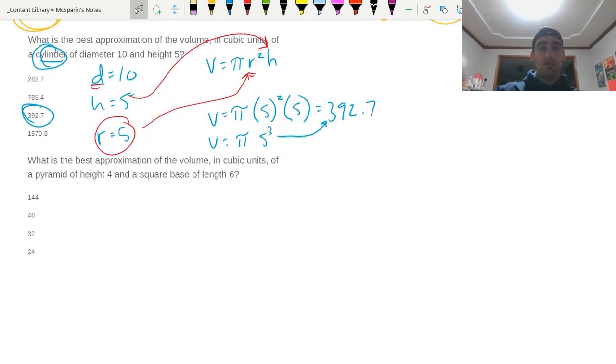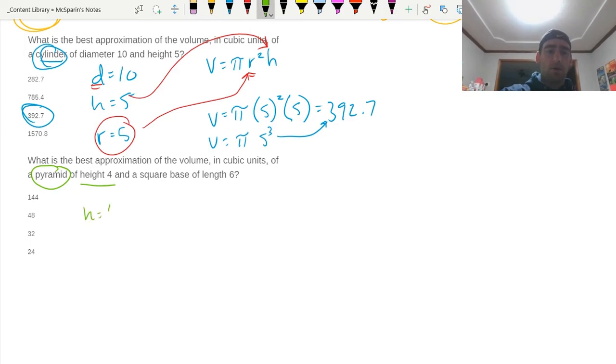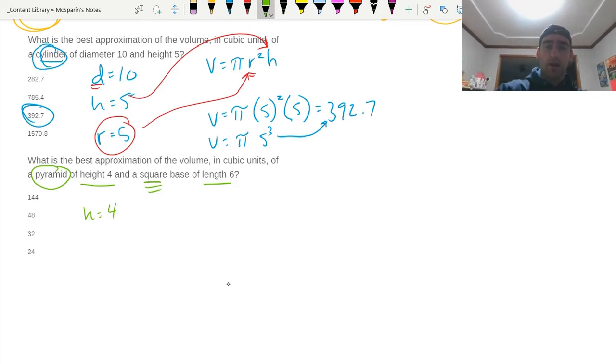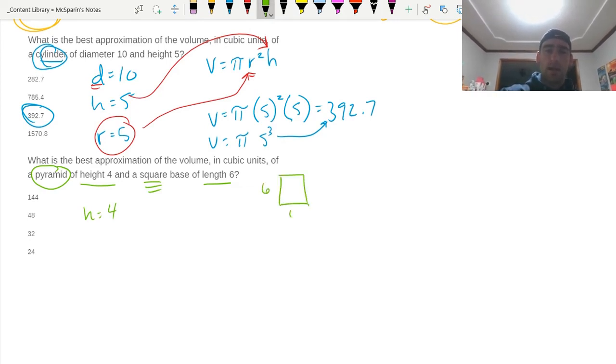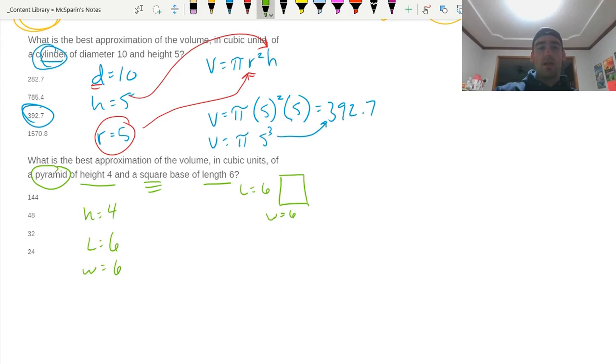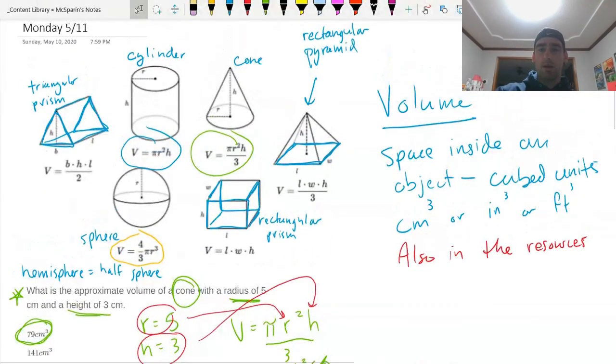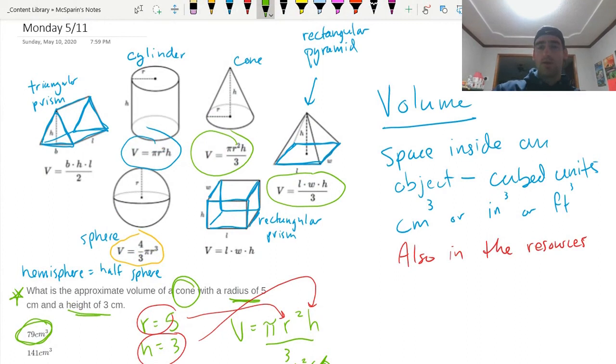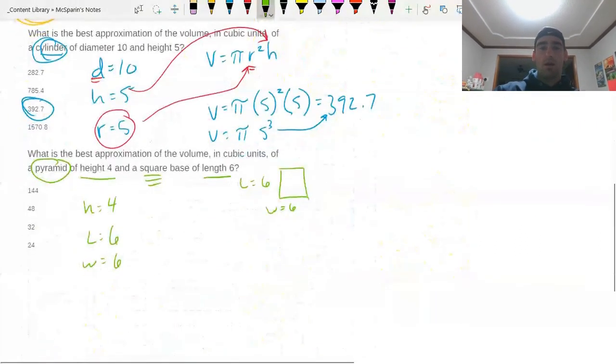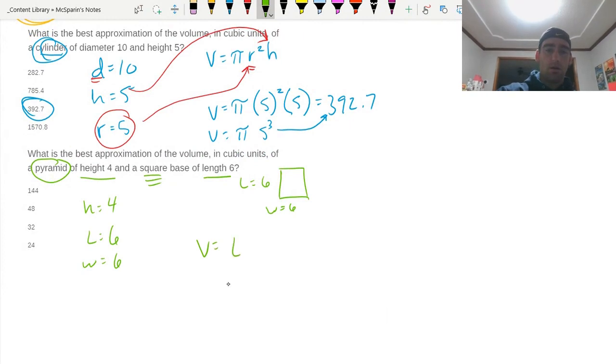All right, last one. Sorry, this video has gone a little bit long, but I have a pyramid with a height of 4 and a square base with a length of 6. Now remember that a square is the same on all sides. So that means that I have a length of 6 and I have a width of 6. Now that's going to be important because your pyramid is length times width times height divided by 3.